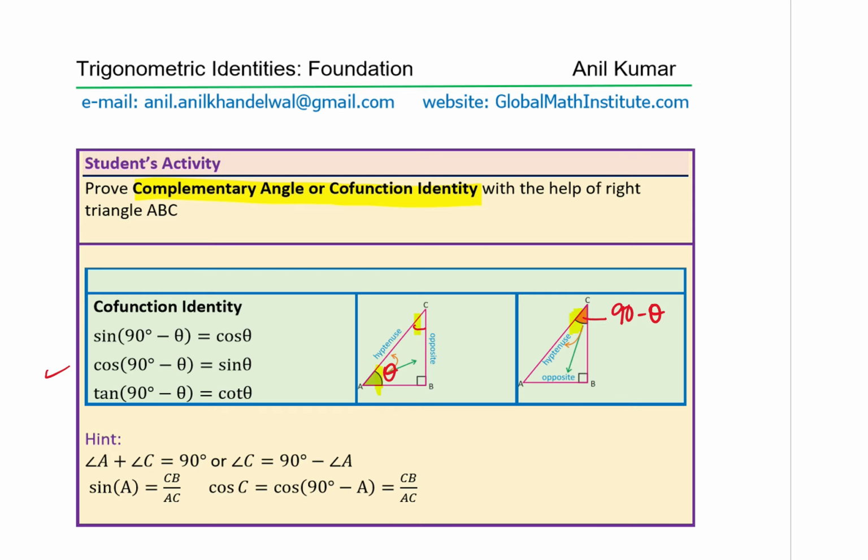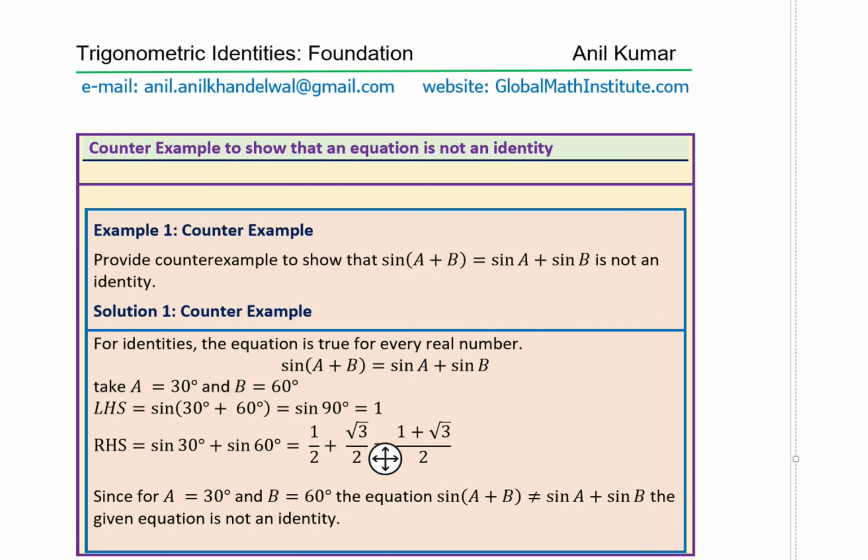Now let's take up another type of question which is very common in many test papers. We are not talking about the counter examples. The example here is provide counter example to show that sine A plus B equals to sine A plus sine B is not an identity. Well, to prove by counter example is very simple. You can take some value of A and B and show that these two sides are not equal, and therefore it will not be an identity.